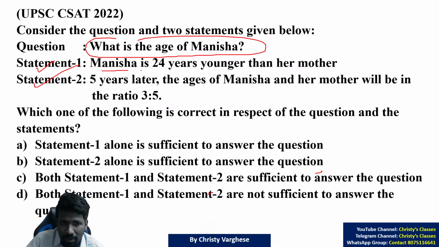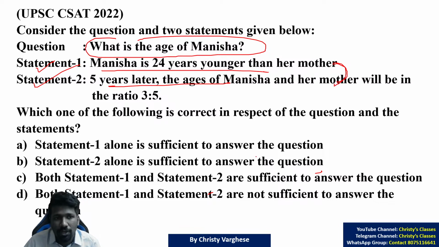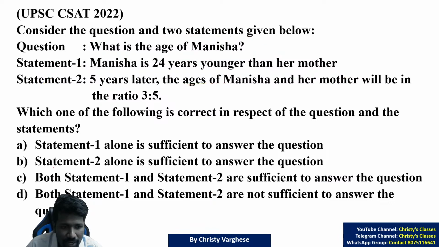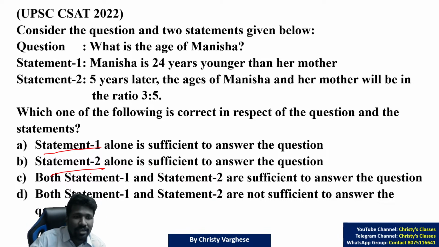So whether statement 1 alone is enough to answer the question, whether statement 2 alone is enough to answer the question, or both of them are needed, or both of them are not enough to answer the question, that is what we need to find. Let us first look at the options, then you will get the idea of the meaning of a data sufficiency model question. In upcoming classes also we will discuss more data sufficiency model questions in different chapters.